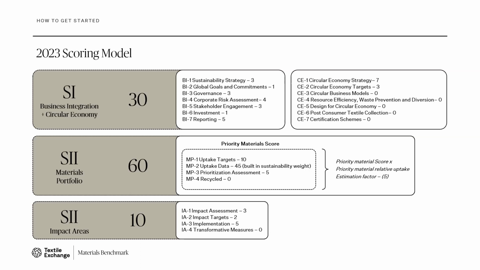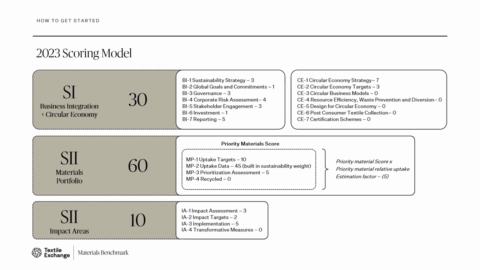Circularity now sits in section 1 with business integration, so some of the weightings here are being redistributed. Section 1, the approach and business integration and circular economy, is now worth 30. As you can see, section 2, which is the mandatory part of the benchmark, still carries the most points, and this is 60.